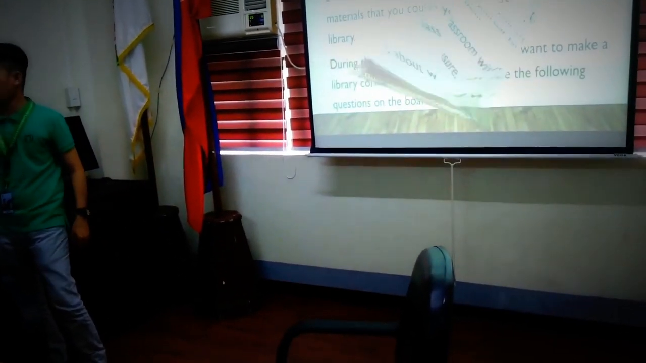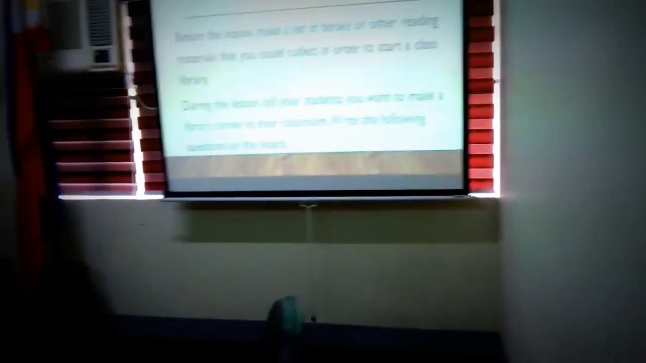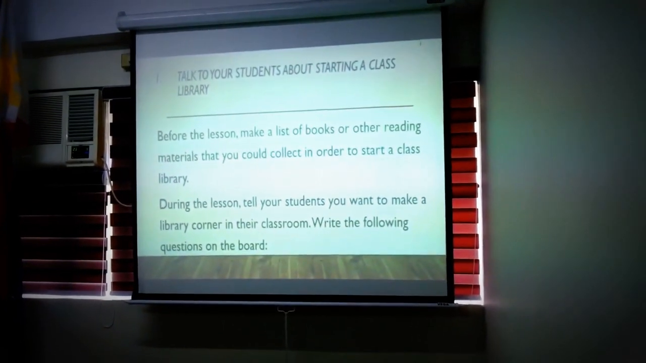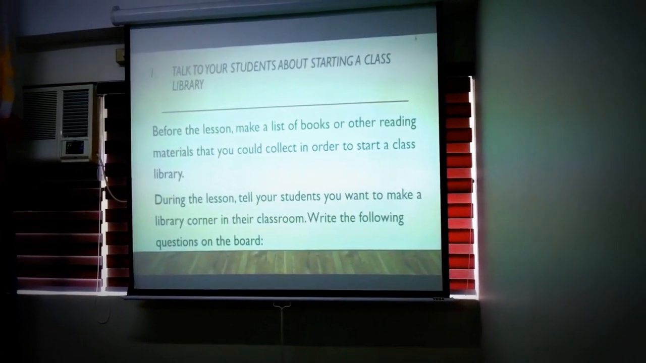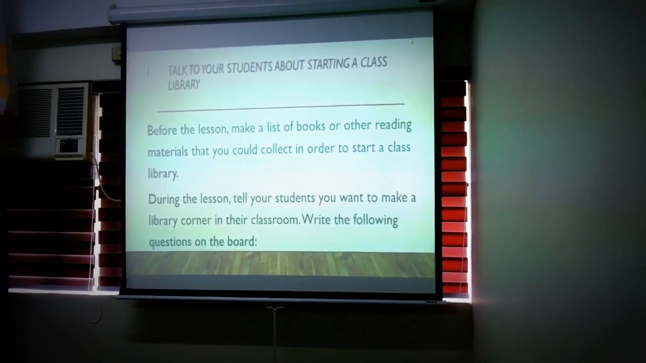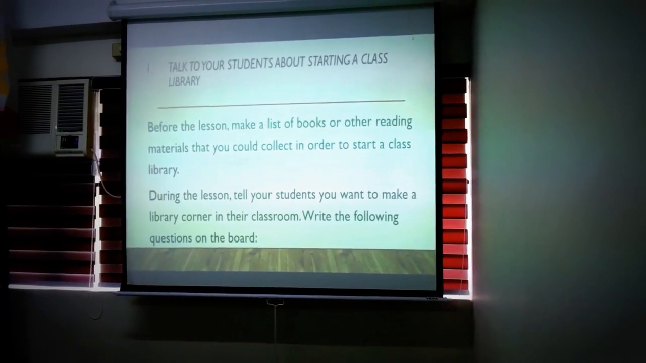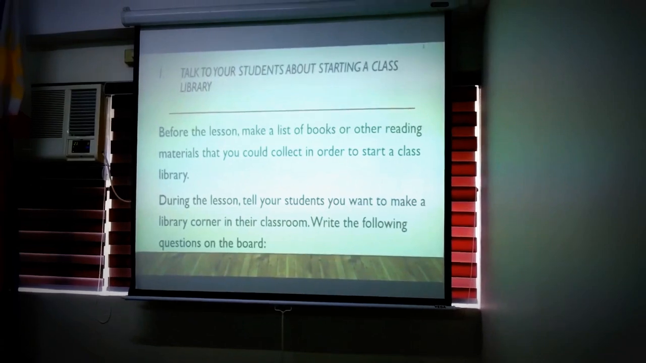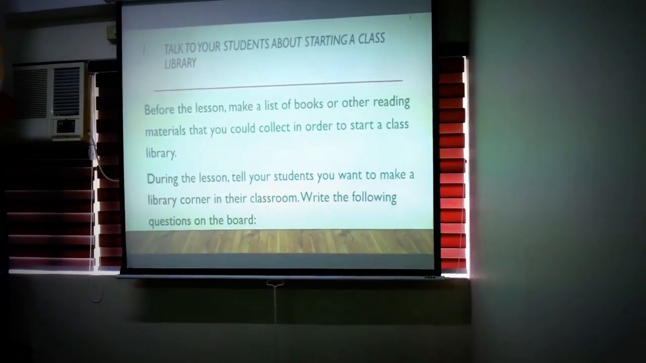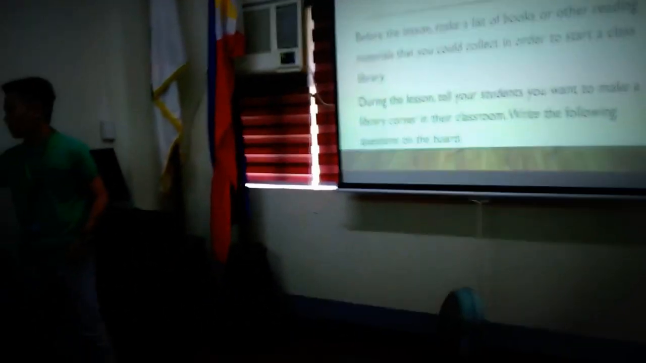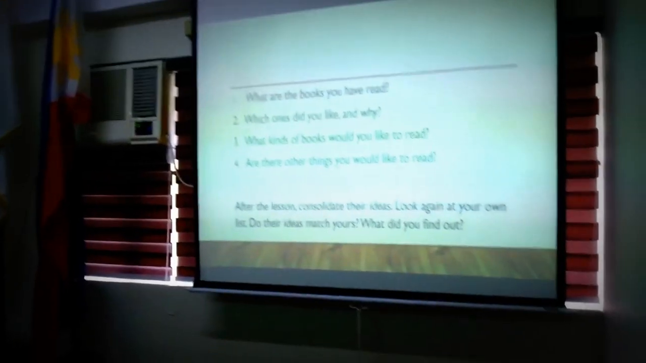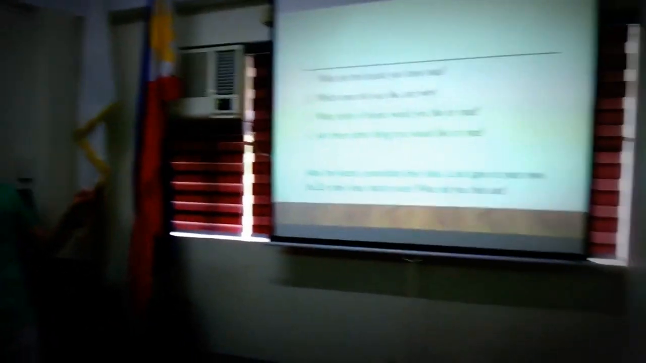Next. So this is the activity you can perform in your classroom. Talk to your students about starting a class library. Before the lesson, make a list of books or other reading materials that you could collect in order to start a class library. During the lesson, tell your students you want to make a library corner in their classroom. Write the following questions on the board. So these are the questions you're going to ask your students, and you're going to write them on the board.